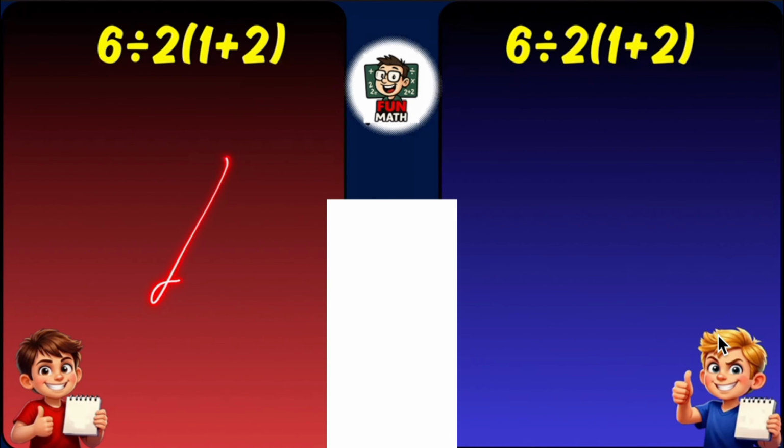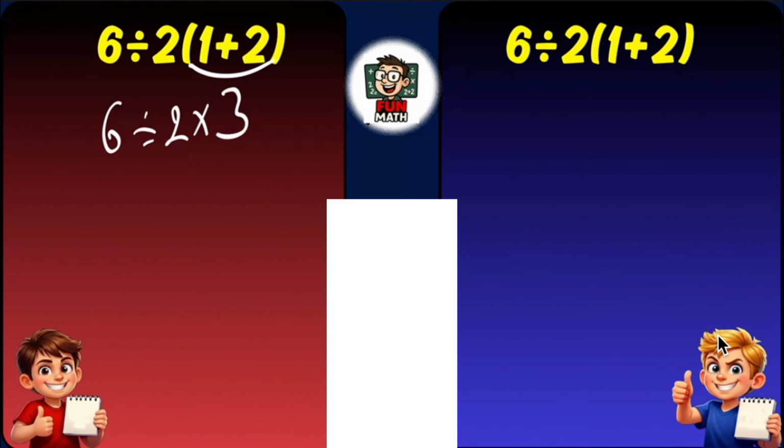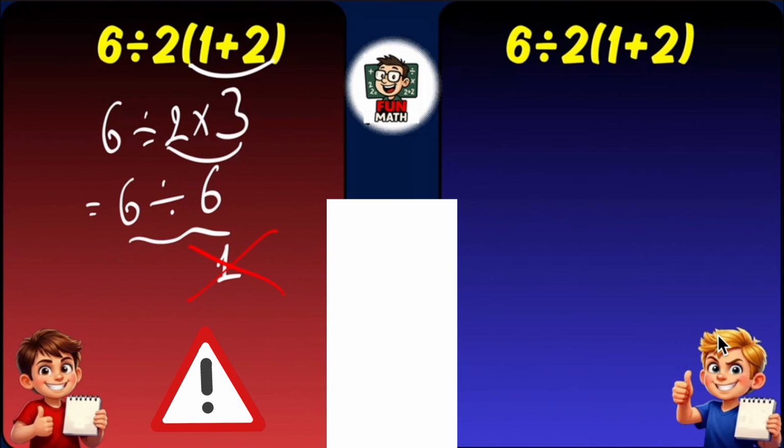Let's start with the first solution. 1 plus 2 equals 3. Hidden multiplication. 2 times 3 equals 6. Finally, division. 6 divided by 6 equals 1. If you solve the problem this way, you made a mistake. Because when solving the problem, we should have paid attention to the order of operations.